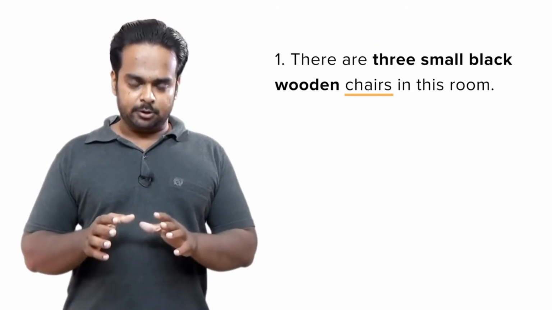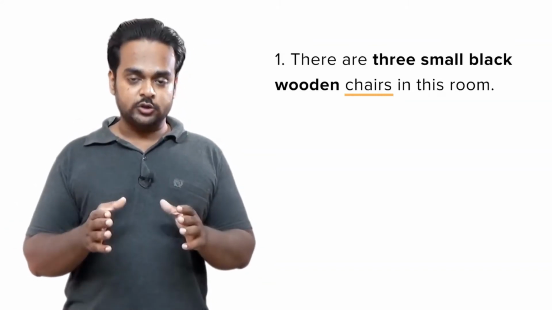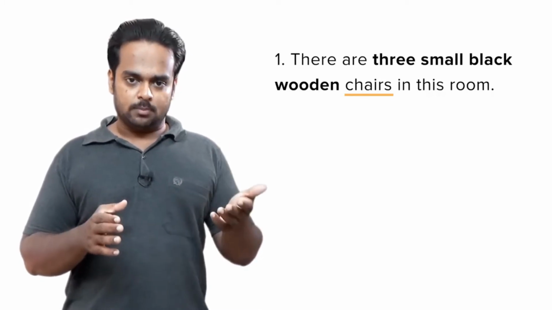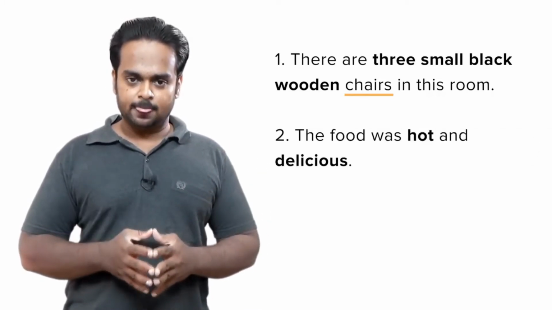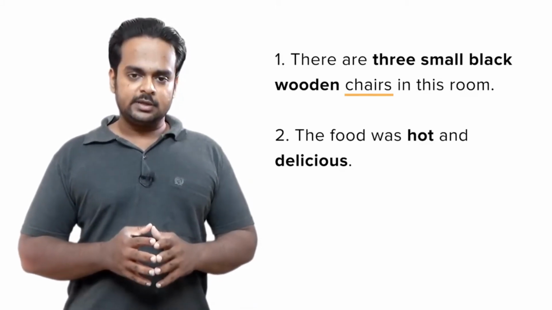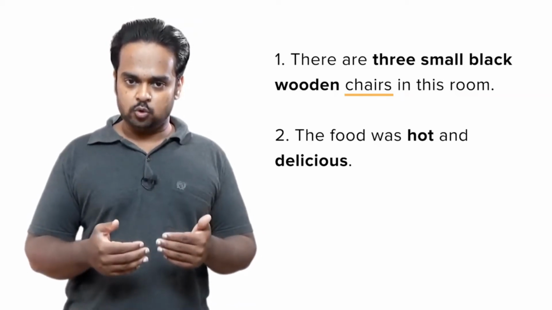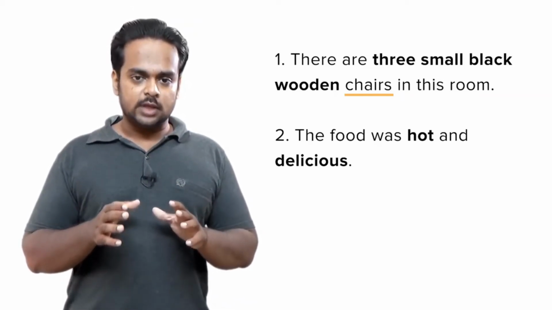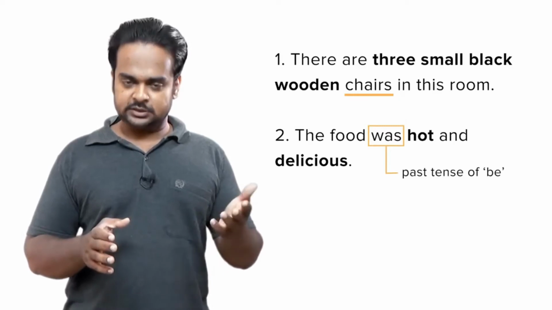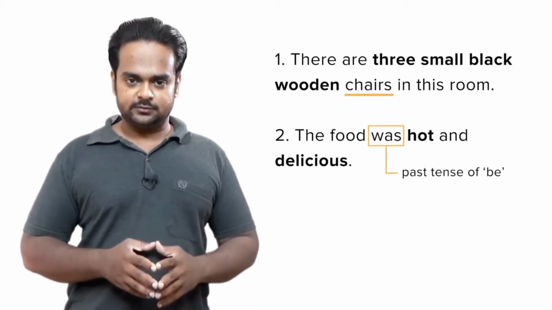Now, in this example, the adjectives occur before the noun, but they can also appear after the noun or pronoun, like in this example. The food was hot and delicious. Here, the adjectives hot and delicious appear after the noun food, and notice that we use the linking verb be, past tense was, to connect the noun and the adjective.